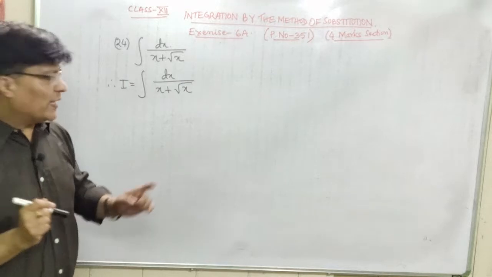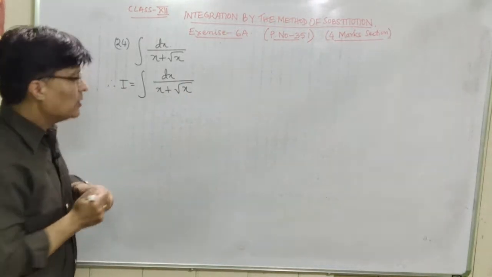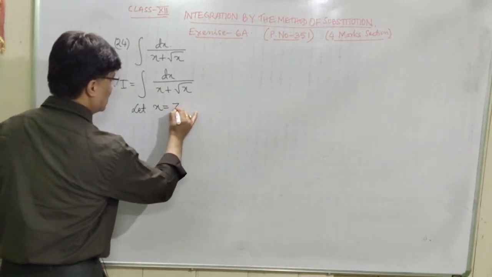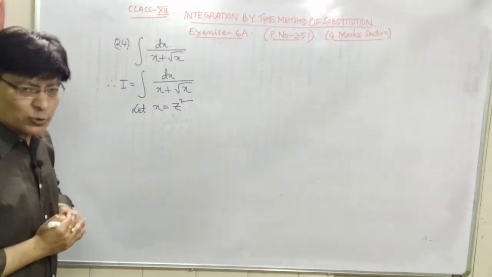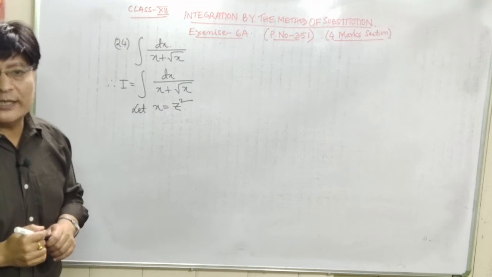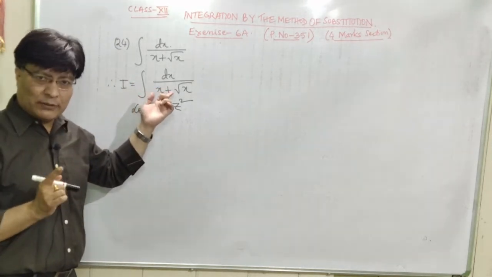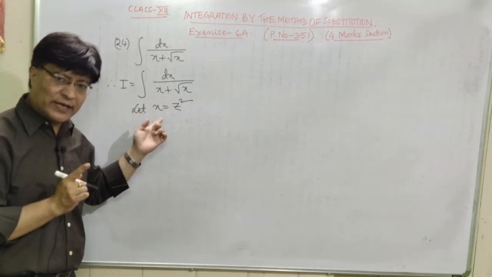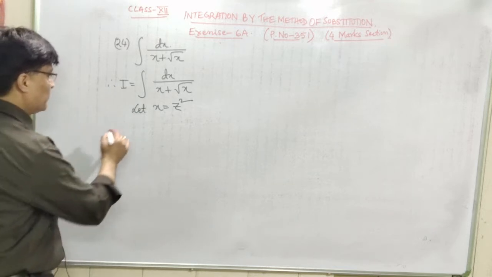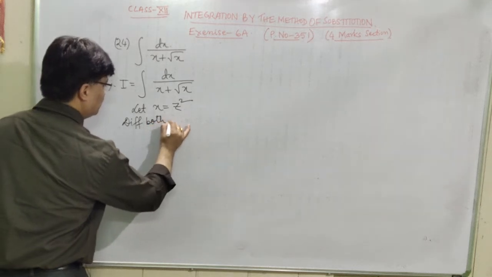So what should you put for x in order to remove the square root? Let us put x is equal to z square. So let x is equal to z square. Since we are doing the method of substitution, you have to differentiate both the sides. Before substitution, x is the variable, and after substitution, the new variable here is z. So let us write here, differentiating both the sides.